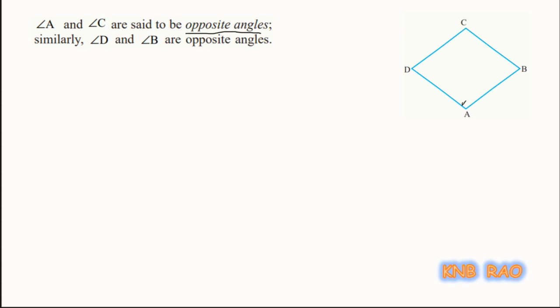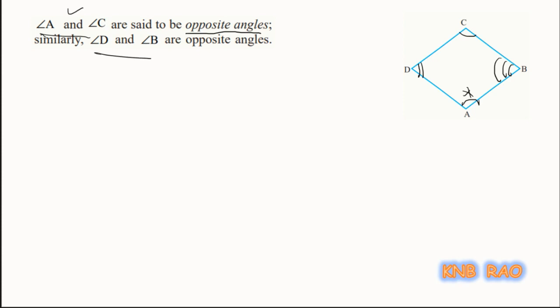Here for angle A, angle C is opposite. For angle B, angle D is opposite. So I have two pairs of opposite angles. Angle A and angle C is one pair, angle D and angle B is the second pair.